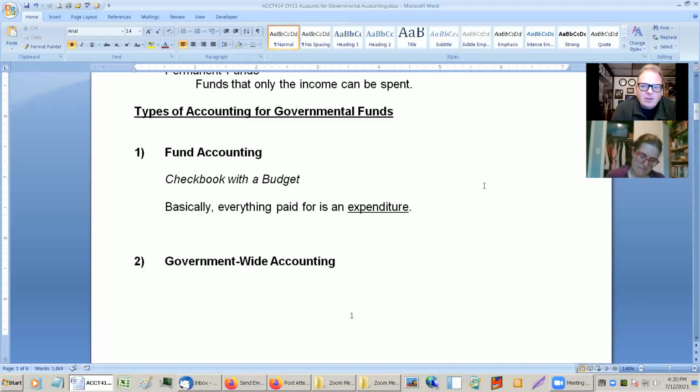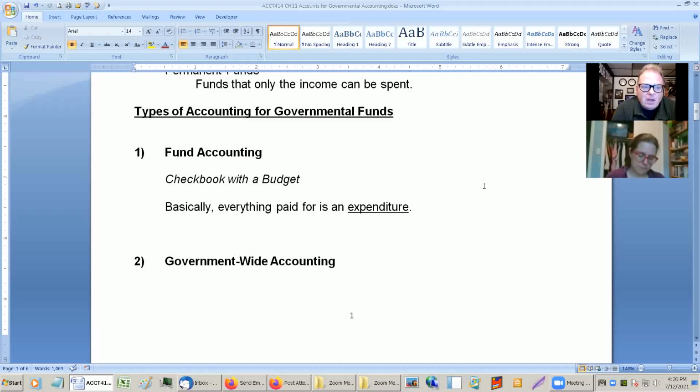But if you have it on there, you're going to buy this building, and it just becomes an expenditure. It's just money going out. Now, you don't have it on the books. There is no building. There's no depreciation. None of that is on the books for fund accounting.